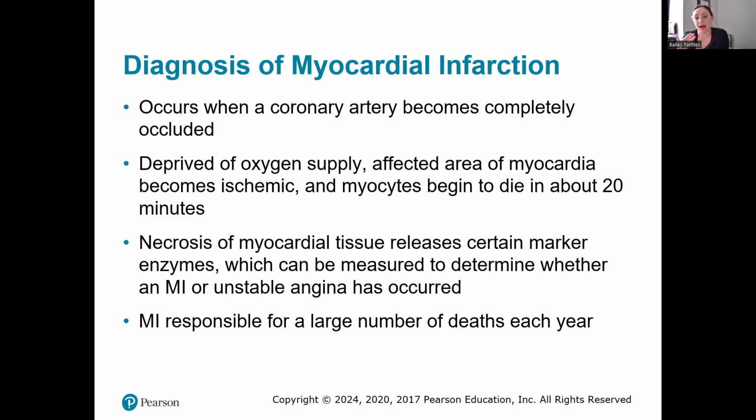As the myocytes begin to die in about 20 minutes, necrosis of the myocardial tissue releases certain marker enzymes called troponin. That's how we test to see if you're having a heart attack. We draw a troponin, and if you have those myocardial tissue damage markers, that's how we know you're having a heart attack. That's how we measure it, because it goes up and then slowly goes down, and based on the number, we can figure out where you are.